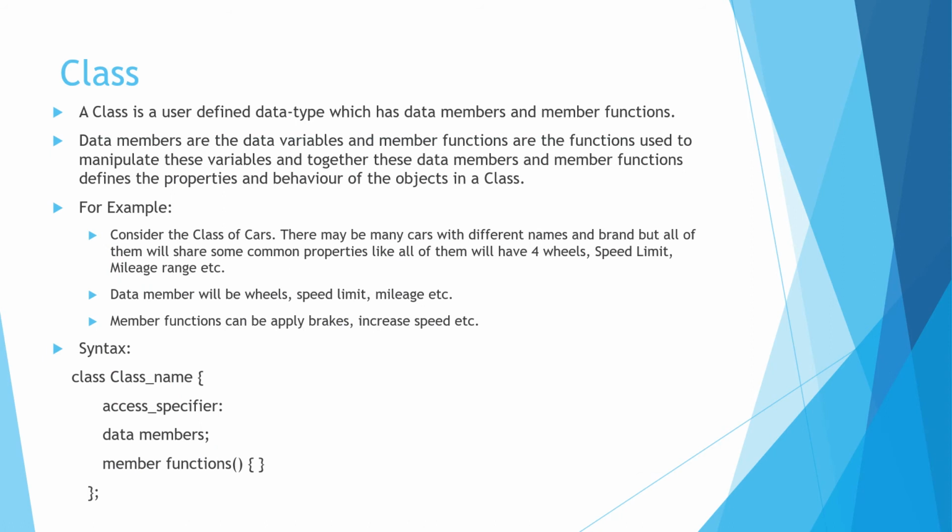Next user defined data type is class. A class is a user defined data type which has data members and member functions. Data members are the data variables and member functions are the functions used to manipulate these variables, and together these data members and member functions define the properties and behavior of the objects in a class.